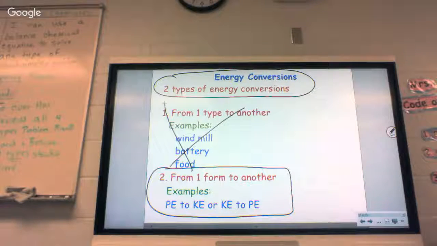Right. DIY. No, we're really not going to make a roller coaster. No, we're not. Not today.